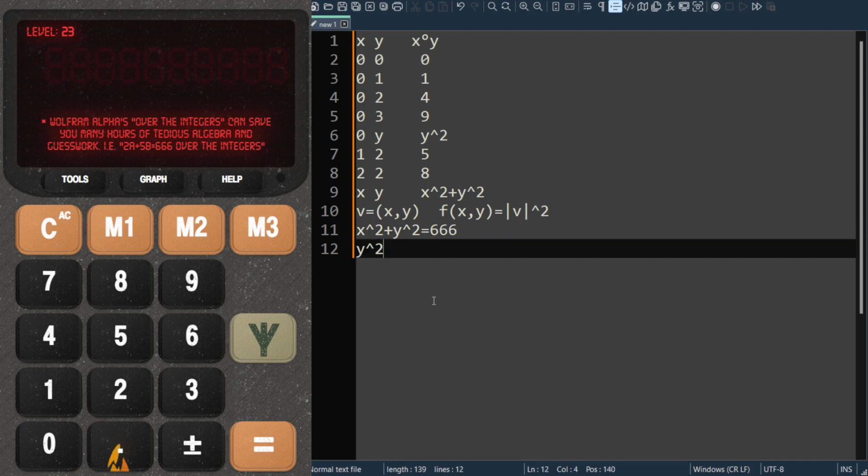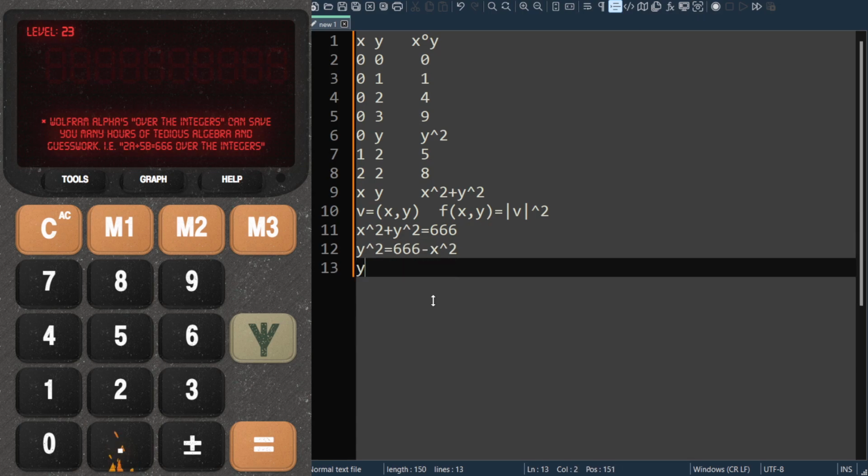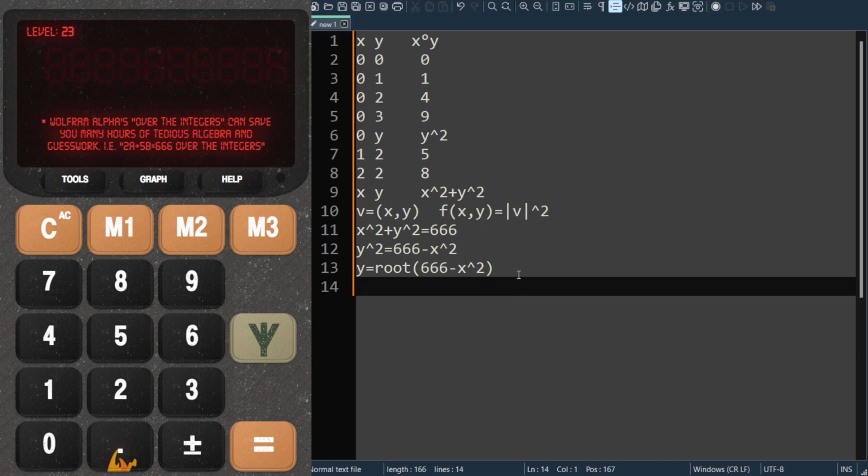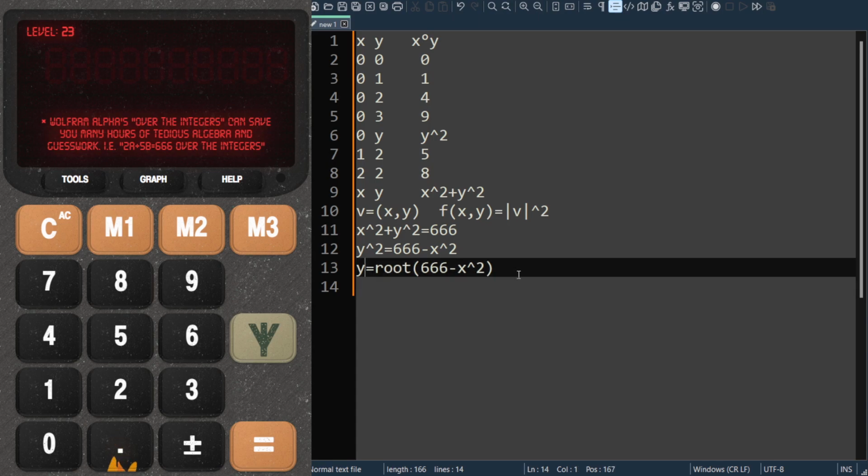So that means that y squared equals 666 minus x squared, and that means y equals the root of 666 minus x squared. So we need to check, for example, what if we just type in 1? Then we have the root of 665. That doesn't work because the root wouldn't be a whole number. At least I don't recall there being a good solution for this one.